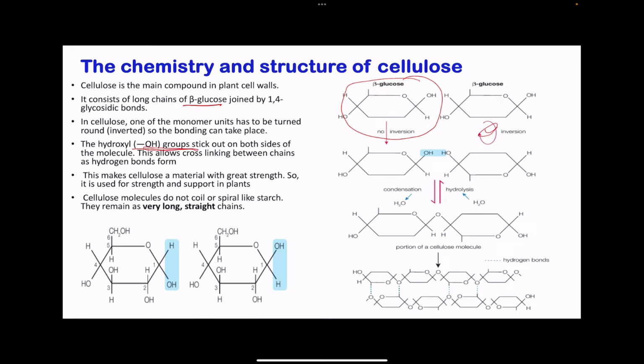During the inversion, the hydroxyl groups are going to stick out on both sides, and this allows cross-linking between them as hydrogen bonds can form. The cross-linking makes the material with great strength, so it's going to be used for strength as well as supporting plants. The cellulose molecules do not coil or spiral like we see in starch. They remain as very long straight chains, so they are useful for support.